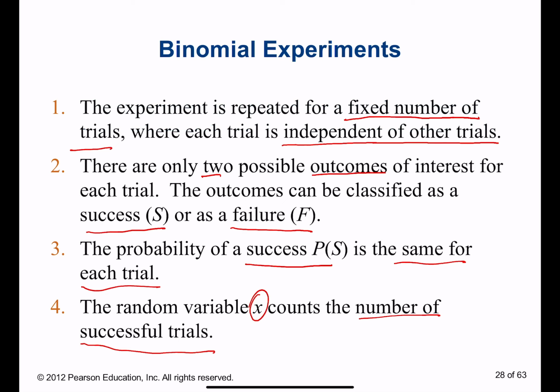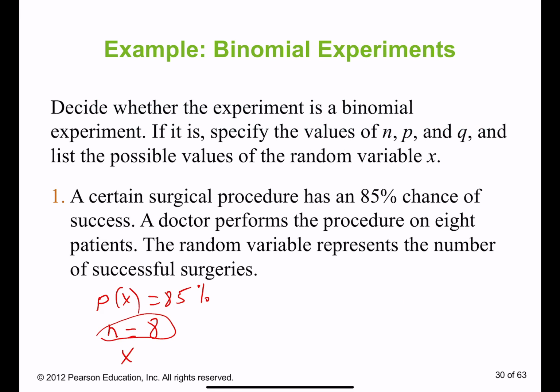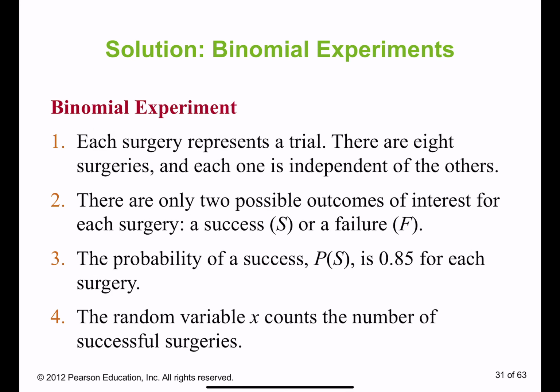Next, probability of number 3. Probability of a success is the same. Of course, it's 50-50 probability, so it's either successful or not successful. And the last one, random variable X counts the number of successful trials, which is in this case, yes, X is a number of successful trials.